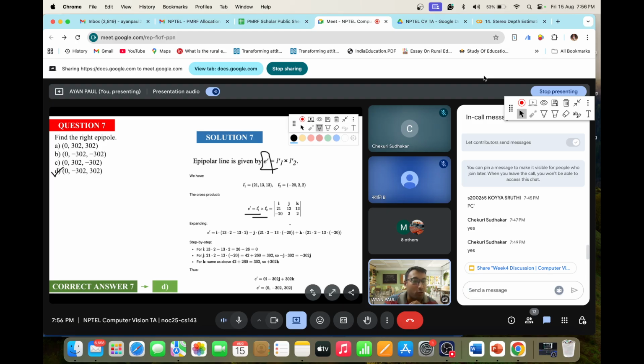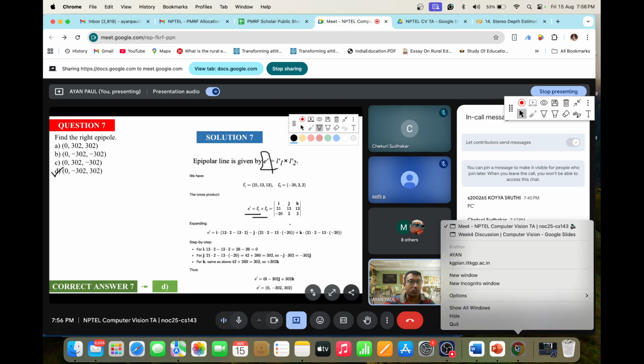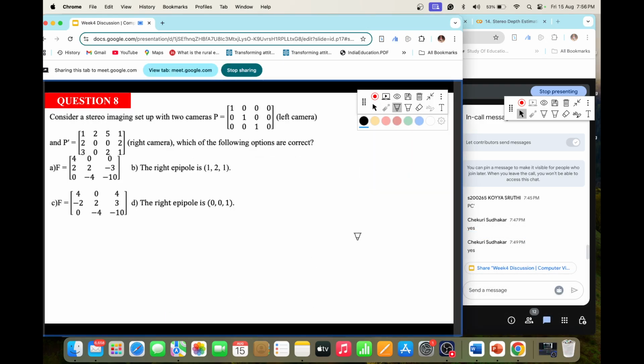In the 7th question, what have we been asked? We have been asked to find the epipole. The epipole is nothing but the intersection of L1 dash and L2 dash, and that will be given by the cross product of these two lines. So this was the question of 6th and 7th. Now let's move on to the next question, question number 8.